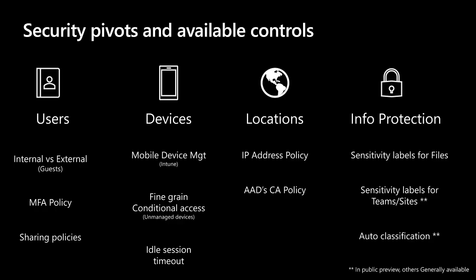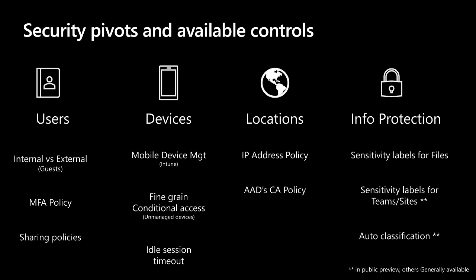So that in a nutshell, across three pivots, are the different policies and controls that we have available in the service. The last pivot I want to focus on is information protection itself. How are we protecting the data that is sitting on your services? This one, I'm going to go a little bit deeper. So let me go into the first topic around simplifying the information protection using sensitivity labels.